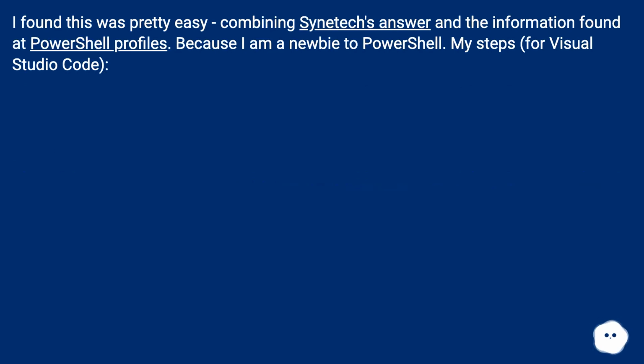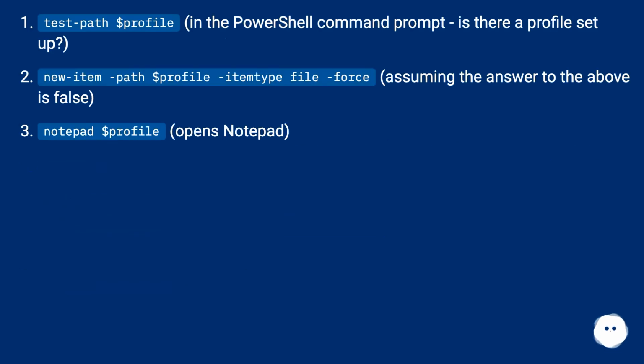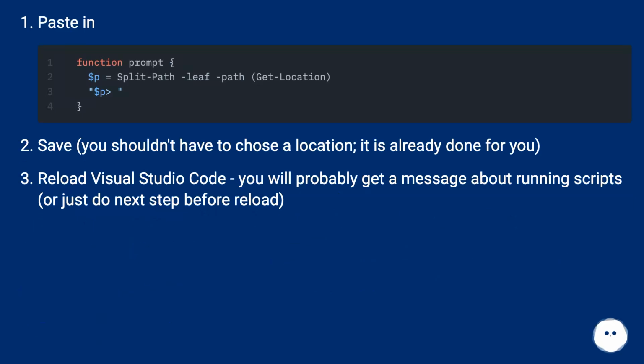My steps: 1. Open Visual Studio Code. 2. Test-Path $profile in the PowerShell command prompt: is there a profile set up? 3. New-Item -Path $profile -ItemType File -Force, assuming the answer to the above is false. 4. notepad $profile opens Notepad. 5. Paste in. 6. Save. You shouldn't have to choose a location, it is already done for you.